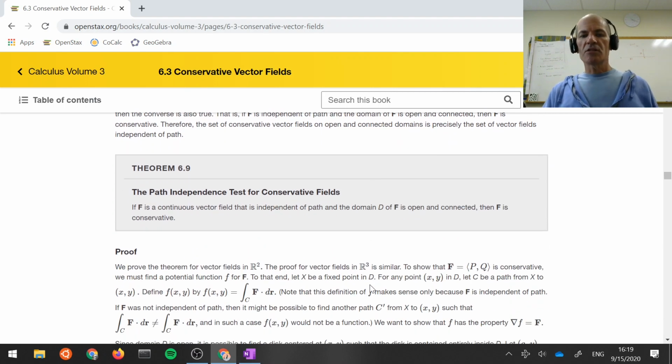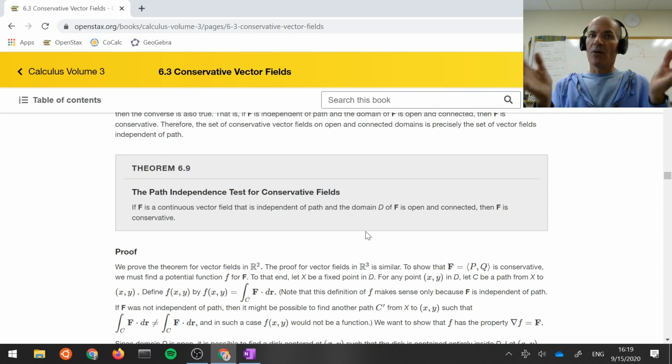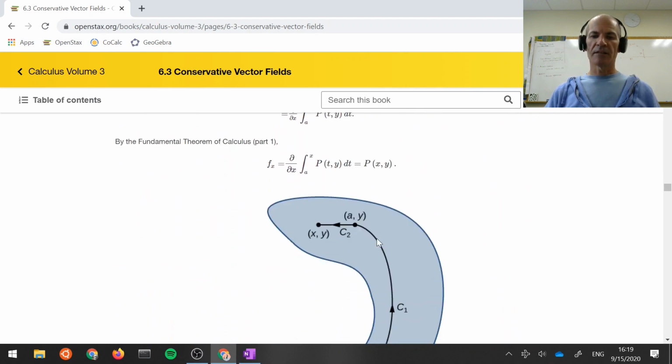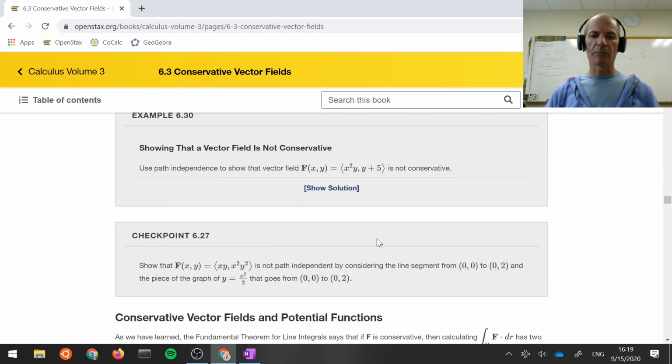Okay, the path independence test for conservative fields is more of a theoretical idea. If F is a continuous vector field and its line integrals are independent of path, then F is conservative. Nobody's going to have time to test all the possible paths from one point to another point. So this isn't super useful in determining whether F is conservative, but it is a powerful theoretical tool that people use in other subject areas. And this is the proof, and I'll just let you scan that proof.